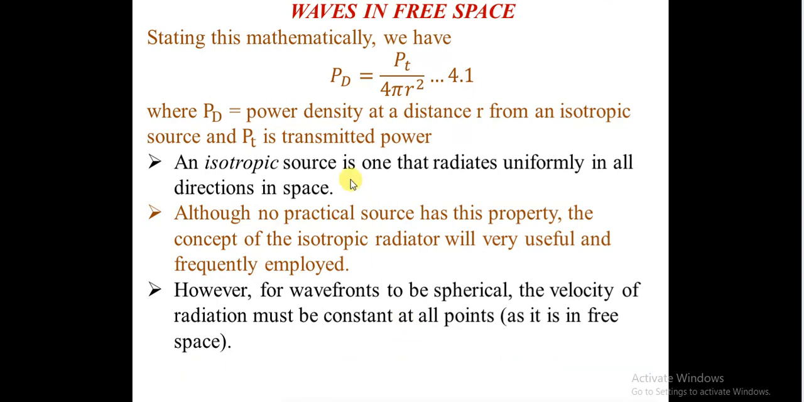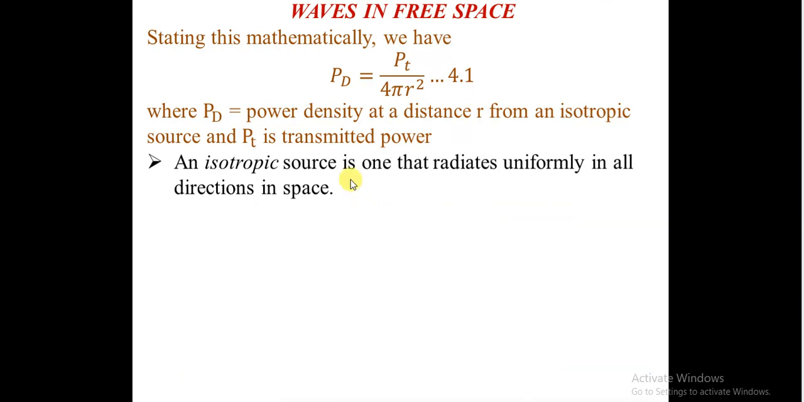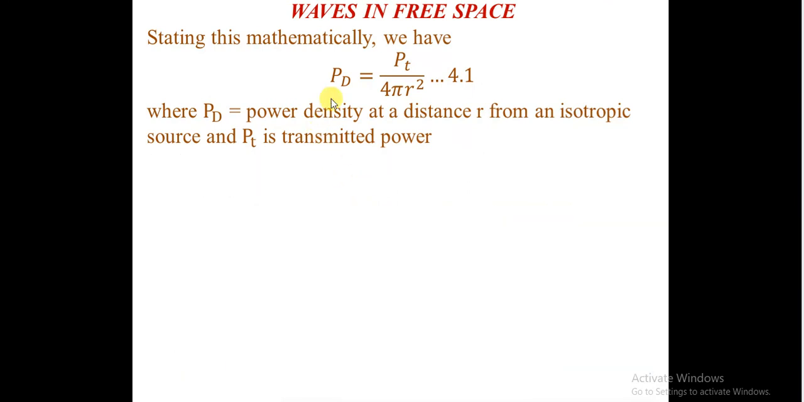Mathematically, we can state this as: power density is equal to the total power transmitted divided by the area, and as the area is spherical, its area is 4 pi r square. So PD represents the power density at a distance r from an isotropic source, and PT is the transmitted power.